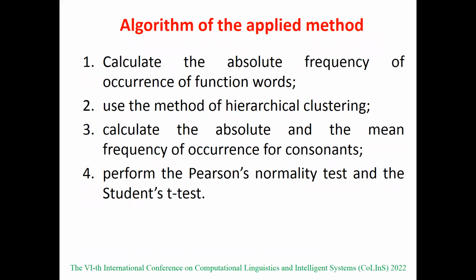The algorithm of the applied methods has the following steps. Calculate the absolute frequency of occurrence of function words. Use the method of hierarchical clustering. Calculate the absolute and the mean frequency of occurrence for consonants. Perform the Pearson's normality test and the student's t-test.